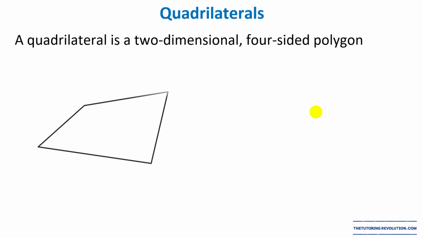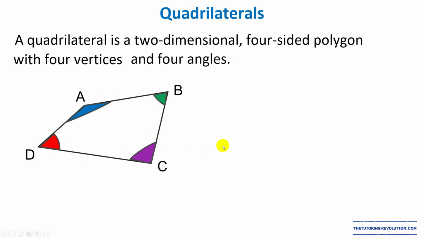A quadrilateral is a two-dimensional four-sided polygon, as we can see in this image here, with four vertices, in this example, vertex A, vertex B, vertex C, and vertex D, and four angles, in this example, angle A, angle B, angle C, and angle D.